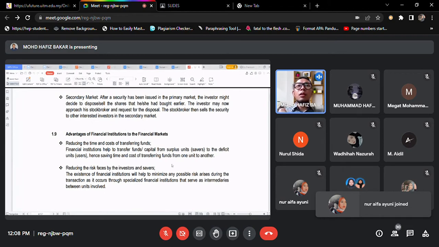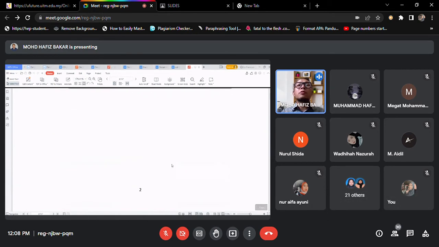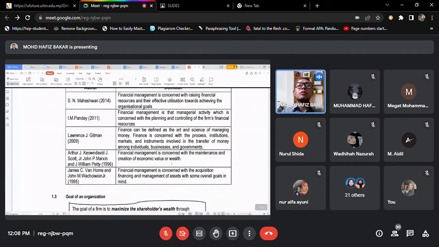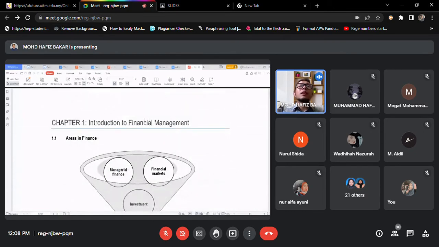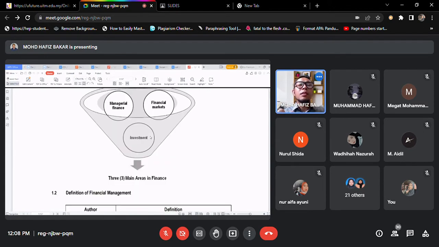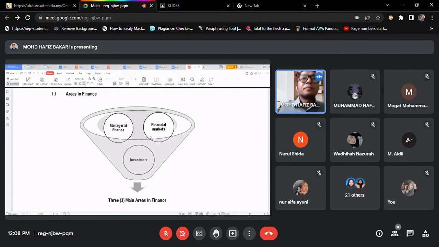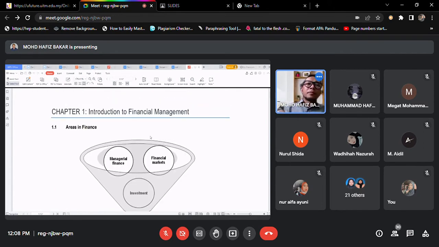Okay, first of all, the word finance. What do you understand about the word finance? Let's say after graduating from your diploma in banking, you want to continue your degree level, you take the degree in finance. So what does the word finance mean to you all? If anyone wants to try? Apa yang you all faham? You all understand the meaning of finance before we go further on financial management.